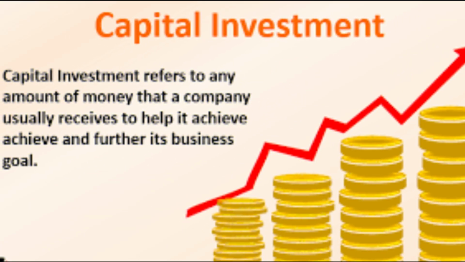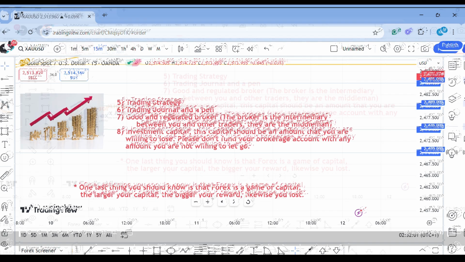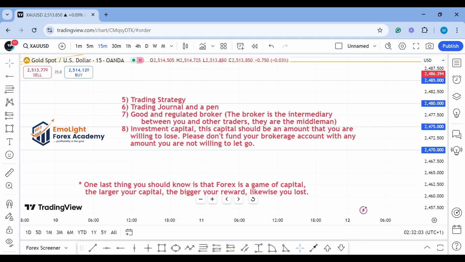Number eight is investment capital. Since you are coming into this industry, you need investment capital. This capital should not be an amount that you are not willing to lose. Please don't fund your brokerage account with any amount you are not willing to lose. Don't use your school fees, your house rent, your medication money, or any money you know you are not willing to lose.